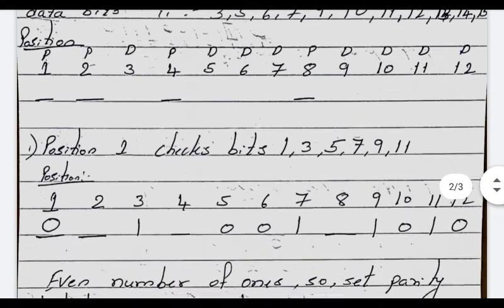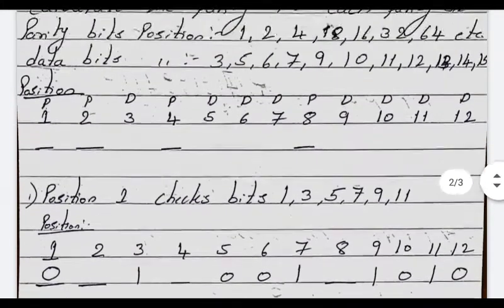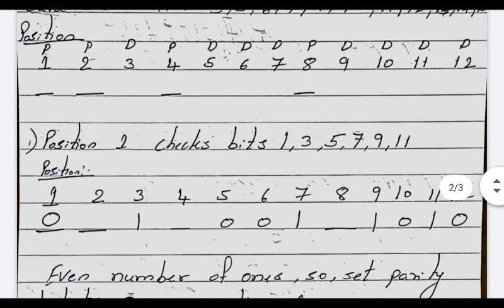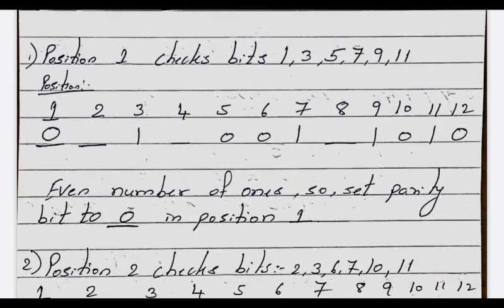Now we have to solve this. First, we have to find the value of the parity bit for position 1, that is parity bit 1. How are you going to find it? First, to solve this, write the positions in the upper row. Here I have written the positions 1 up to 12, and underlined the parity bit positions. Here I have underlined the parity bit positions 1, 2, 4 and 8.